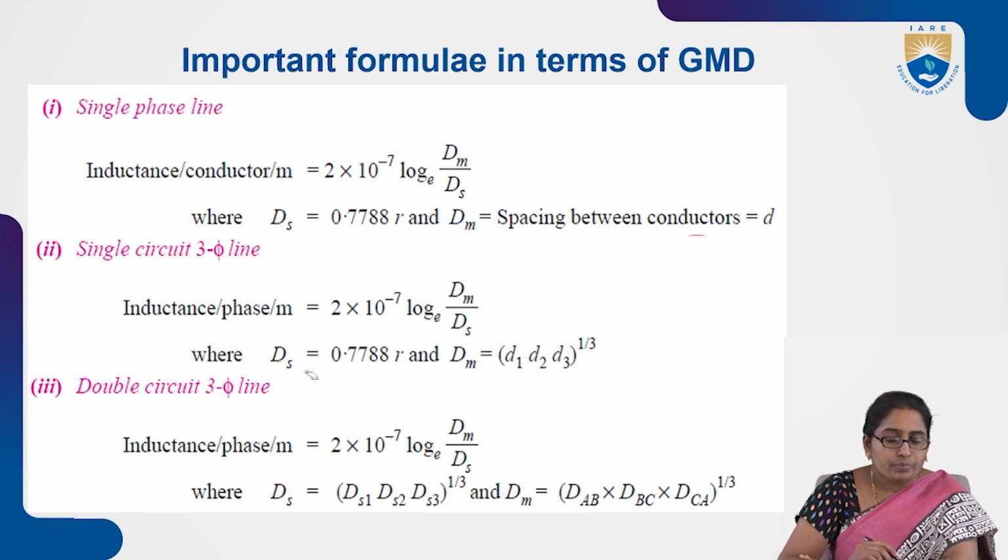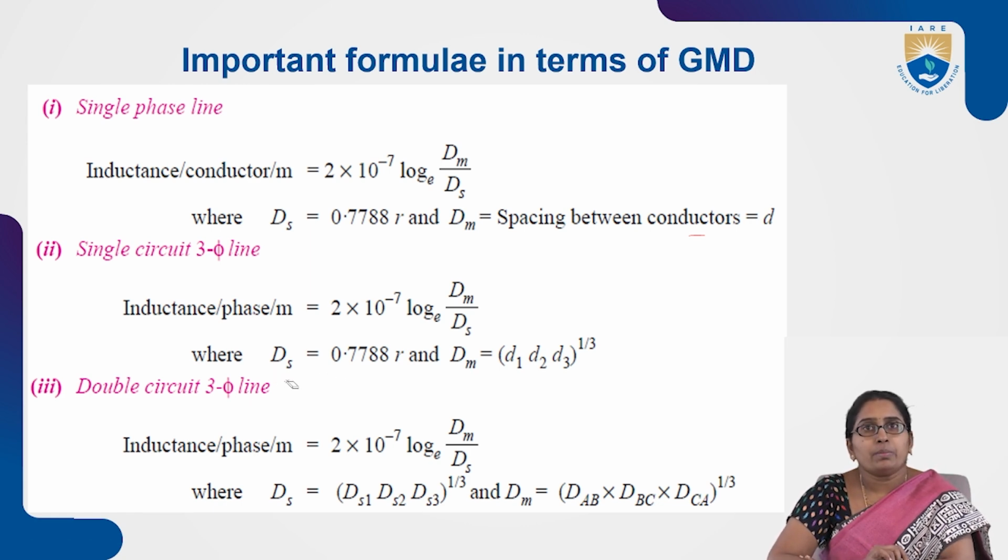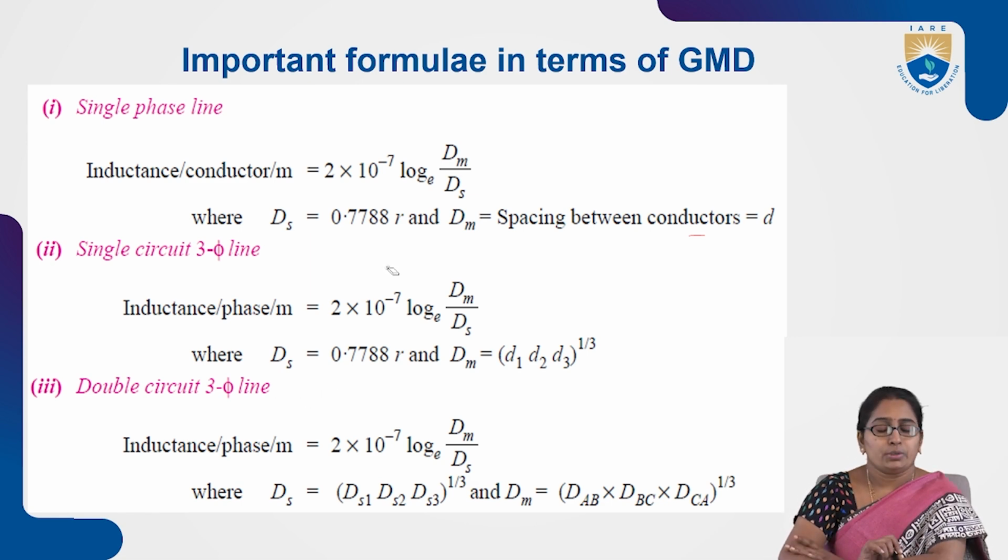Now Ds is given, like the single phase transmission line, by the self GMD, here also 0.7788 into R.